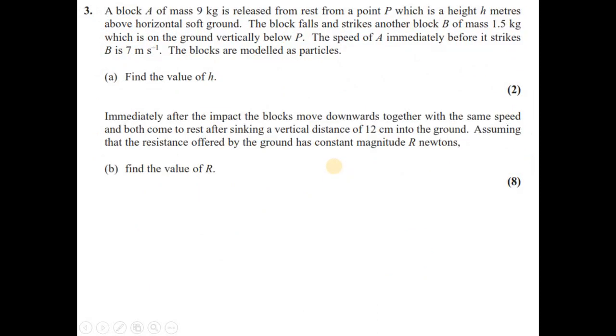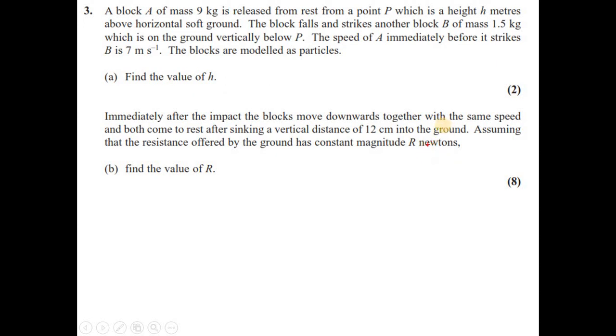Question number 3. A block A of mass 9 kg is released from rest from a point P, which is a height h meters above the horizontal soft ground. The block falls and strikes another block B of mass 1.5 kg, which is on the ground vertically below P. The speed of A immediately before it strikes B is 7. The blocks are modeled as particles. Find the value of h.